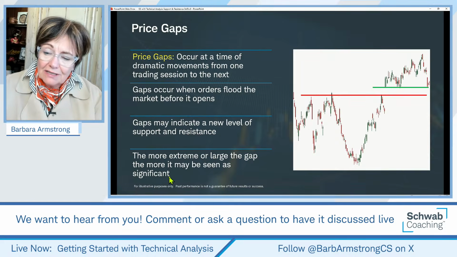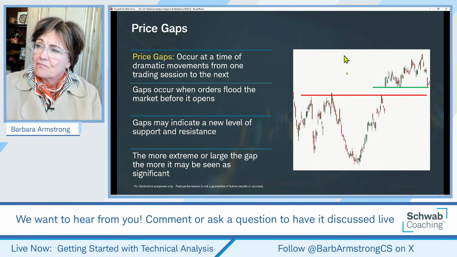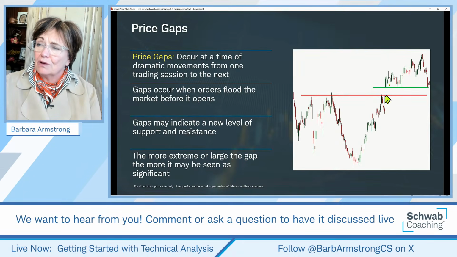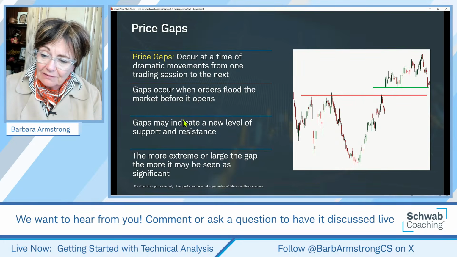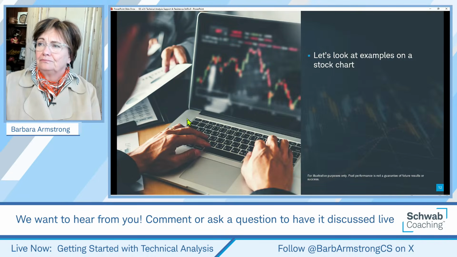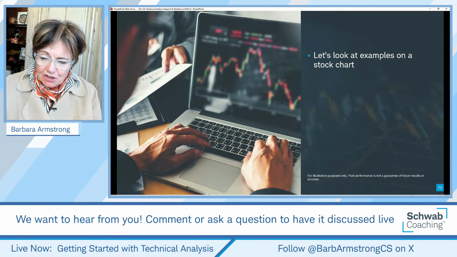And if you have an earnings announcement after the close, that might be a situation where really good news comes out and we see the stock gap up the next morning. We can also see it gap down. Okay, so let's get out to the charts.